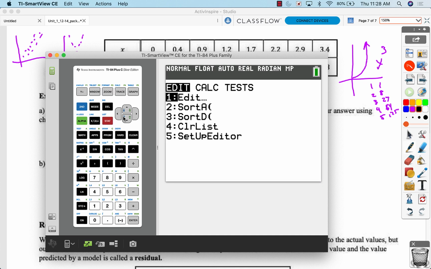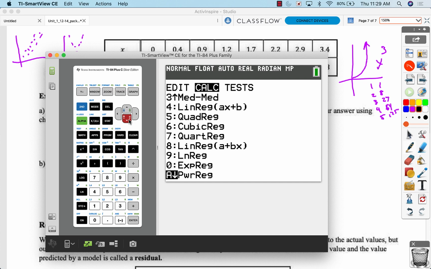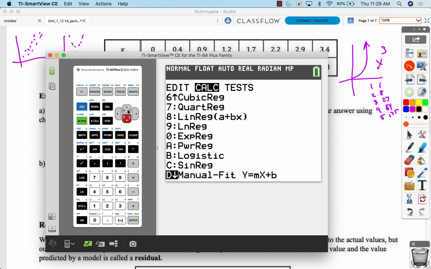Whenever you find your equation, you hit stat and go over to calc, and you just take a look at these. Linear, quadratic, cubic, quartic, another linear, natural log (or log, they mean the same thing), exponential, power, logistic, sine reg, manual fit.